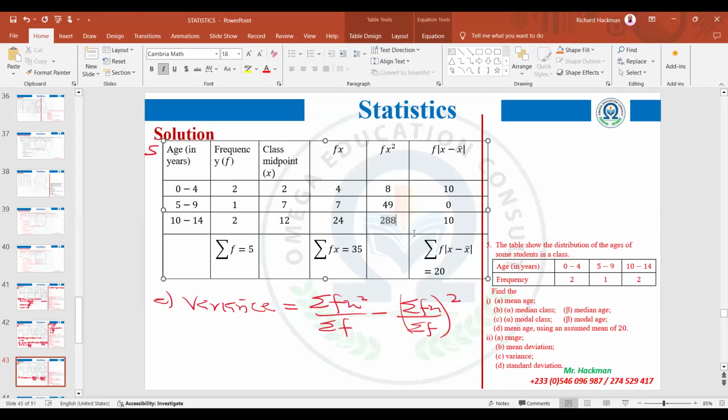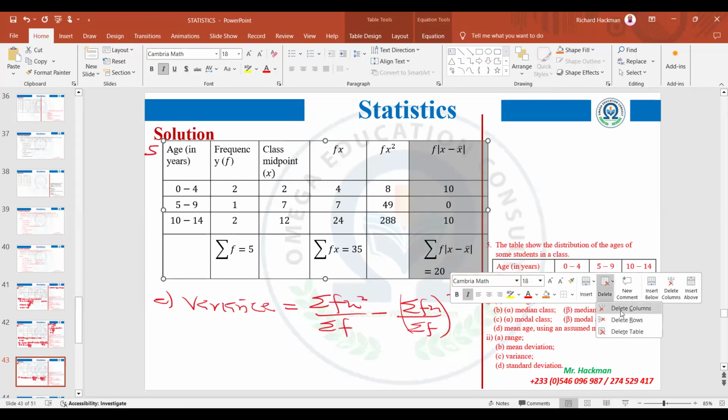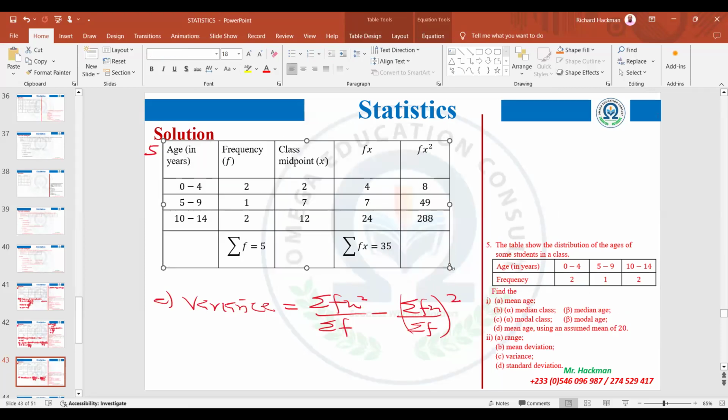So now what do we need? All that we are supposed to have here, we have it. We just need the sum. So this, we don't need it, so we'll clear that. Let me quickly delete that column so that it will make my work better. Then I can create room. Now it's looking prettier.